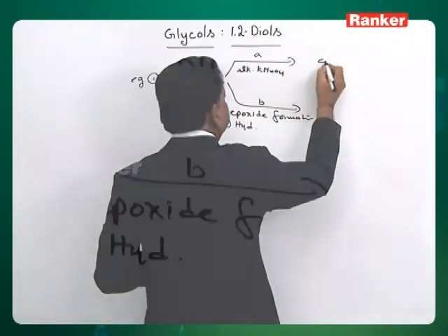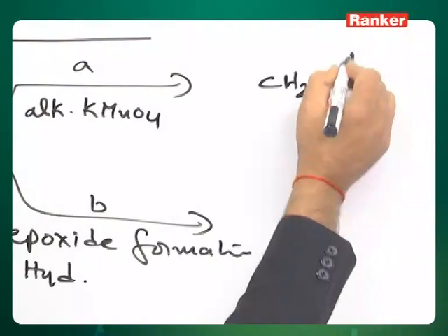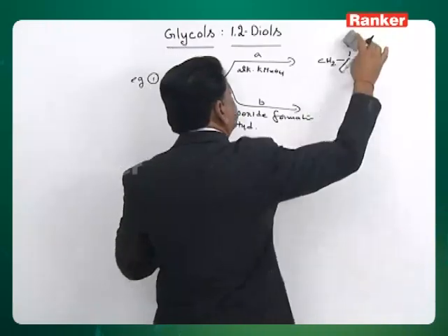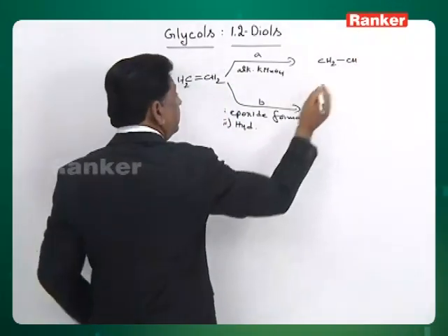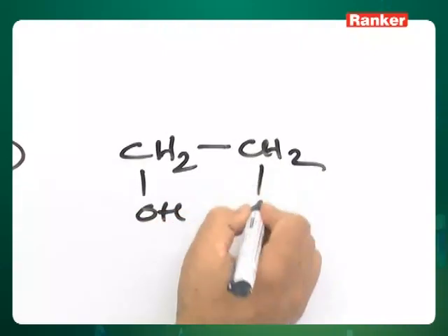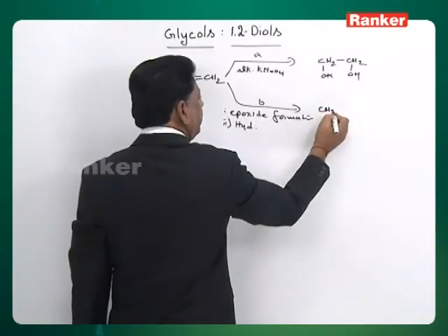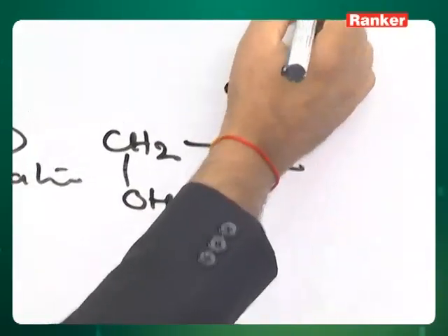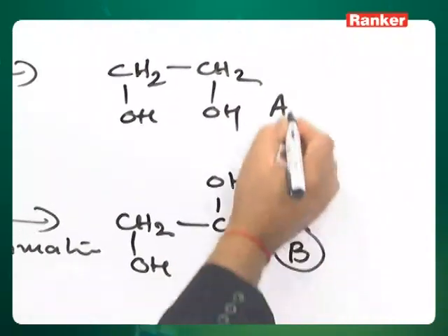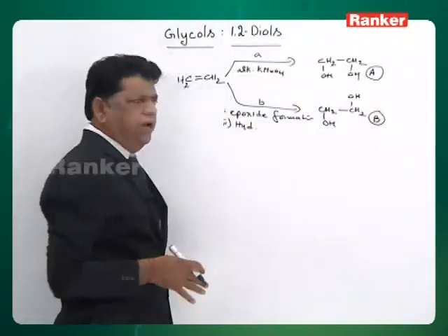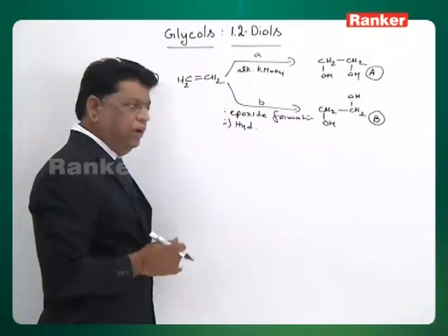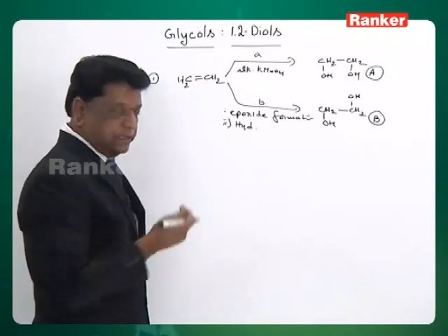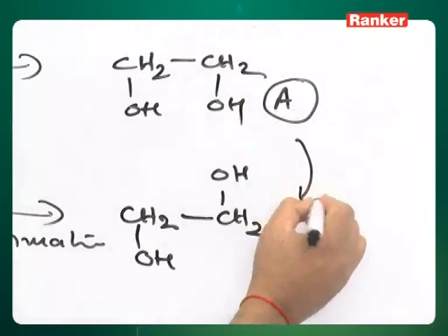In these 2 cases, the answer will be like this. In the first, 2 OHs are on the same side, so let us write 2 OHs from the down side as we have seen in the last case. In the other, 1 OH from the down, 1 OH from the top. Now if I say this is A and this is B, what is the relation between A and B? A and B are nothing but ethylene glycol only. The only thing is, with reference to the double bond, in one the 2 OHs are on the same side and in the other the 2 OHs are on opposite sides. These are interconvertible in fact.